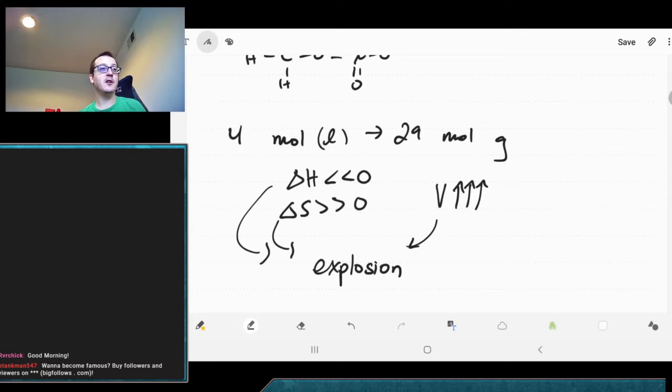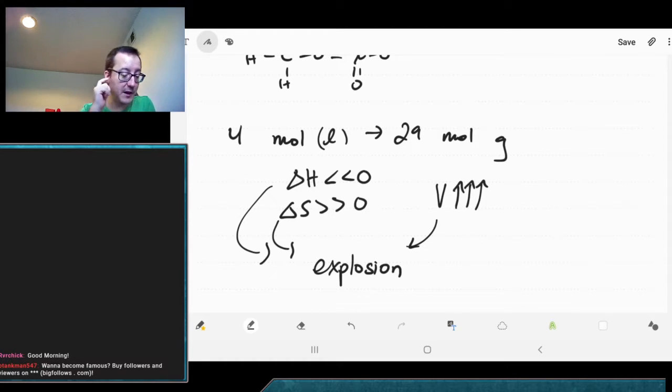So we end up with a huge volume that's going to push everything out. We release a lot of heat as well. And so we can see this reaction is going to be extremely favorable. This delta G will be very, very negative, even at low temperatures. So it's extremely explosive as a result. So it must be handled with care.